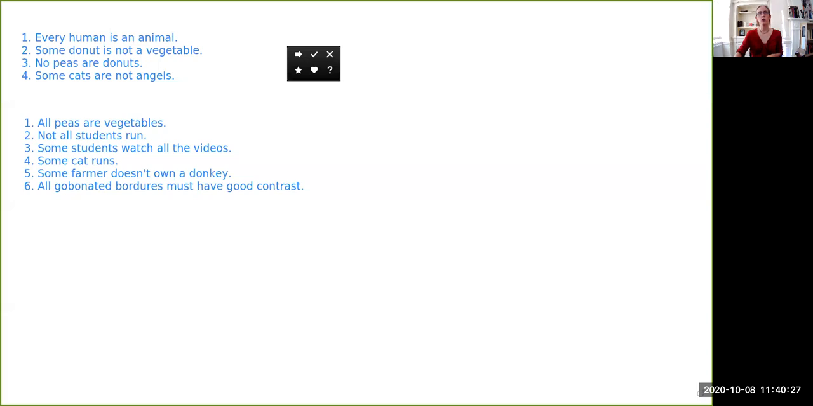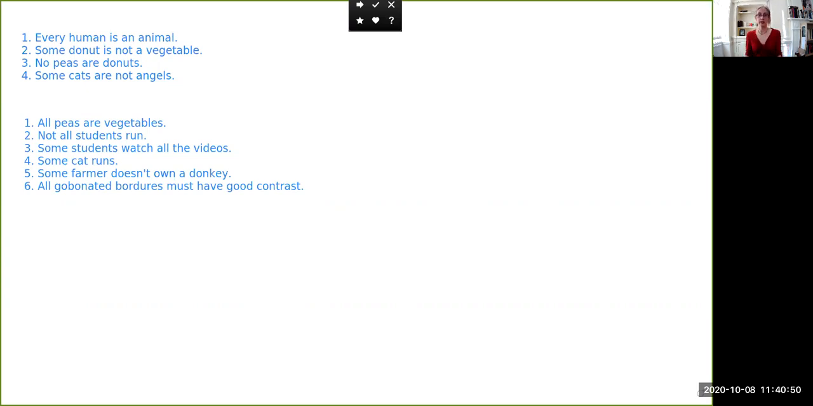So we've got two different groups of sentences here. The first group of four: every human is an animal, some donut is not a vegetable, no peas are donuts, some cats are not angels. Some of them are true sentences, actually, all of those look like they're true sentences. Truth doesn't matter here because we're only interested in doing translations.